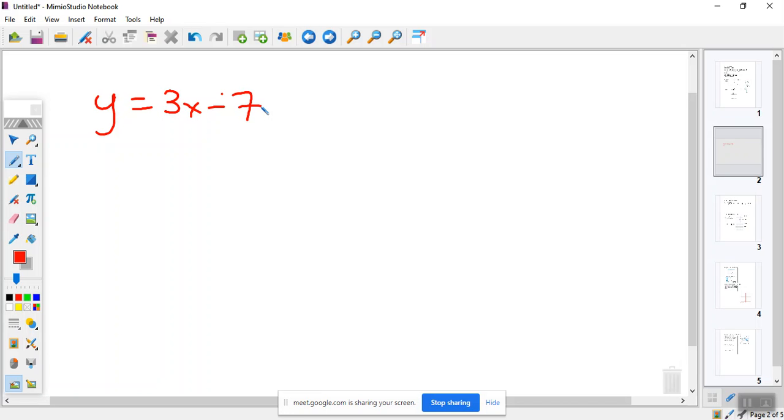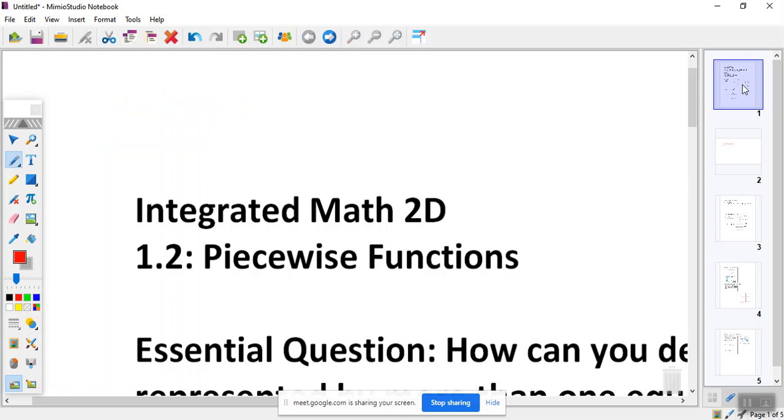So we were going to graph some things in slope-intercept form, and I think we've got a pretty good handle on it. The problem is going to be, where are we going to graph that? What intervals or what parts are we going to graph this in? Okay, so that's kind of the essential question we're after right there.